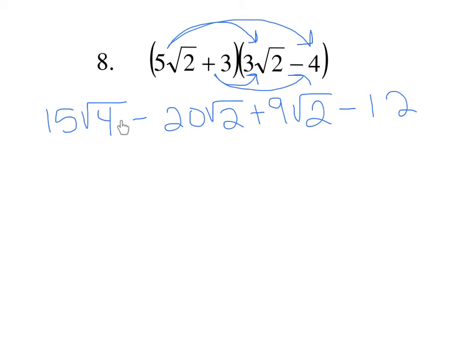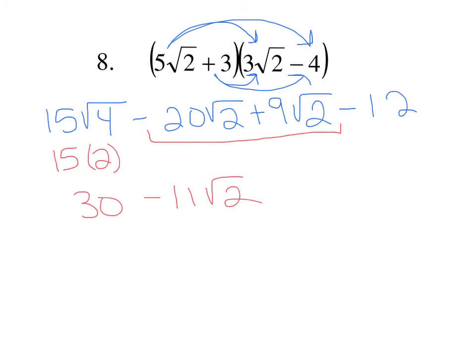And this time I do have some stuff I can simplify. For starters, we know the square root of 4 is a perfect square, so we're going to simplify that. And these two terms here in the middle are like radicals, so we're going to add them. So the square root of 4 first is 2. That gets multiplied times the 15. That gives us 30. When I add these two like radicals in the middle, I have a negative 20 plus 9 makes negative 11 square root of 2.